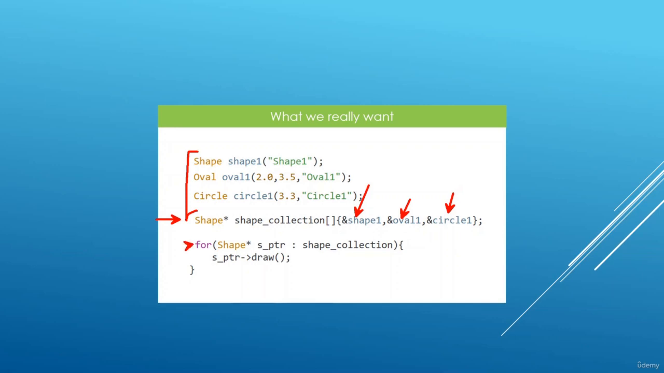And when we get to loop through this collection and call the draw method, for the first item here, we will call the draw method on the shape. For the second element here, we will call the draw method on the oval object. And for the third element here, we will call the draw method on our circle object. And we will draw a shape, an oval, and a circle with just one loop. And this is really cool. This is the design we want.